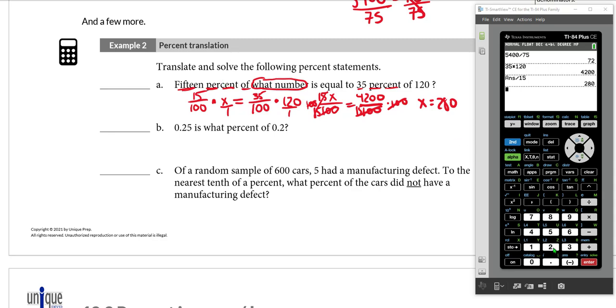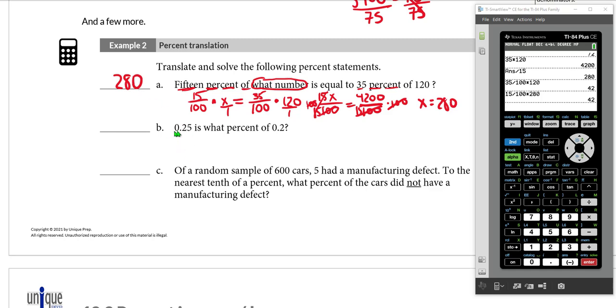We could actually check that here. Let's do 35 divided by 100 times 120. And then let's do 15 divided by 100 times 280. Let's make sure we get the same result, and we do. So x, the unknown here, is going to equal 280.